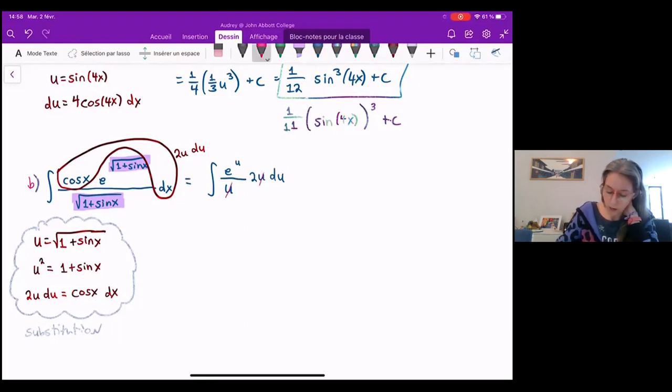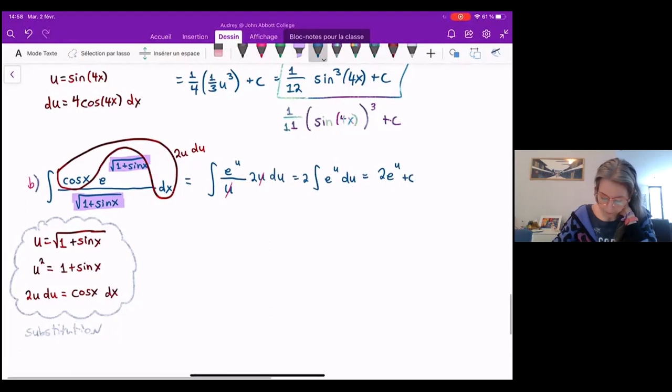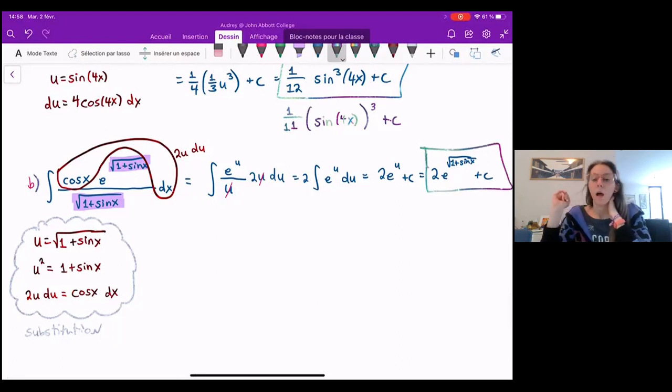Make sure if there's a 2u or something over on the left side that you use it. Cancel out my u's. And now this has become a simple known form. So it's just 2e to the u plus a constant, which gives me 2e to the square root of 1 plus sine x plus c, final answer. Okay, so it actually wasn't that hard in the end. Hopefully you guys are getting comfortable with this idea of squaring things when you let u be a square root.